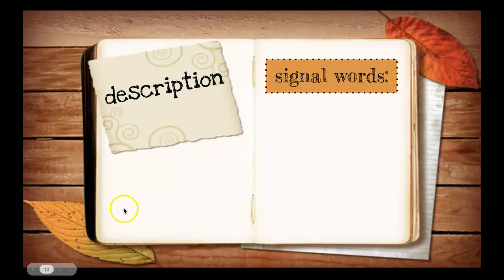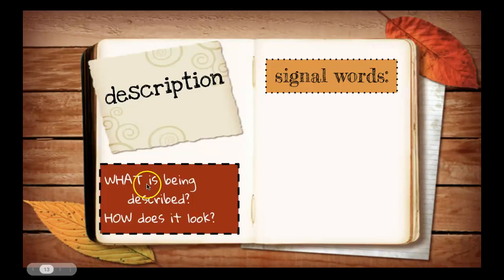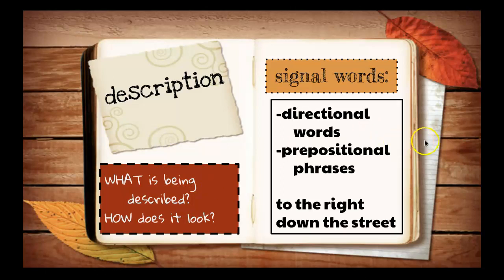And then the last text structure is description. Just like its base, describe, it's talking about how something looks. Okay, what is being described and how does it look? Again, lots of prepositional phrases, directional words to help you as the reader visualize what that looks like. So pause to jot your notes down.